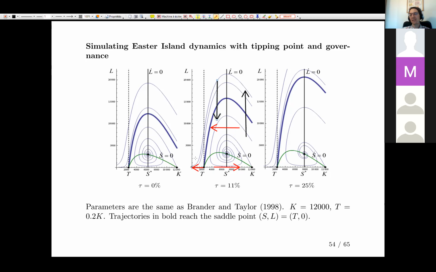So it means that at some point they cut like 95% of the trees, and then the tree population is not able to recover on its own. Before, with no tipping point, there was no way for the island to become a barren island, but here that's the way we get it.